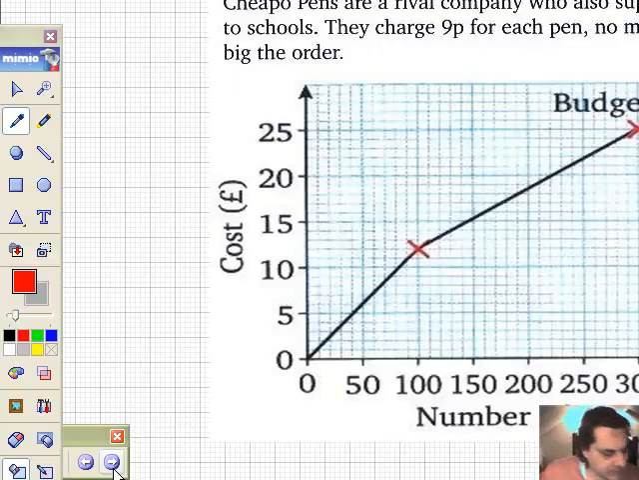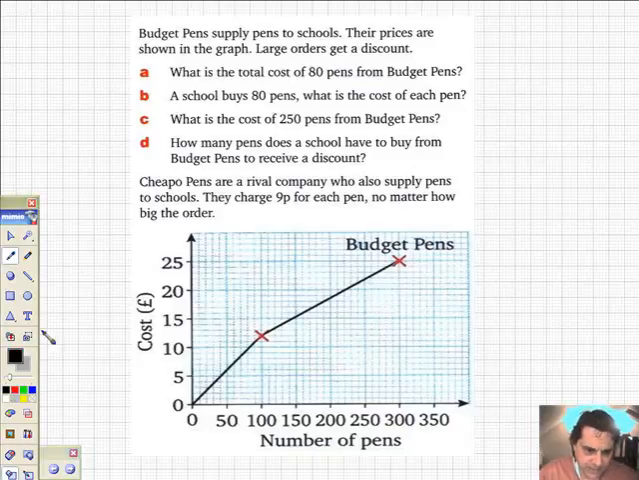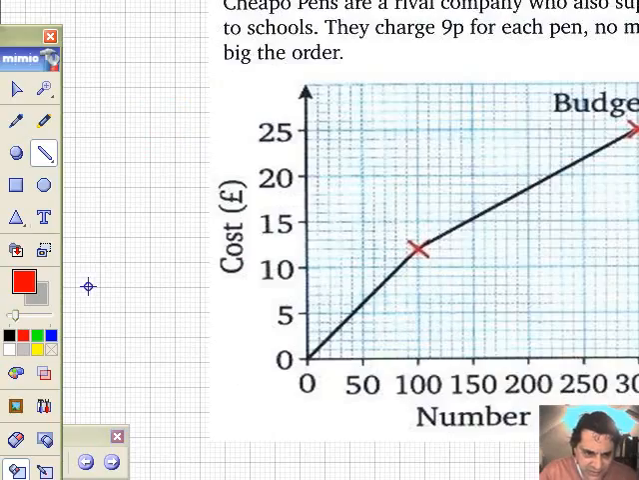It says, I'll just read from the screen. Budget Pens supply pens to schools. Their prices are shown in the graph. Large orders get a discount. That's good to know. Then it asks us, what is the cost of 80 pens from Budget Pens? Right, 80 pens. Really hard to read, so let me try using this line facility again.